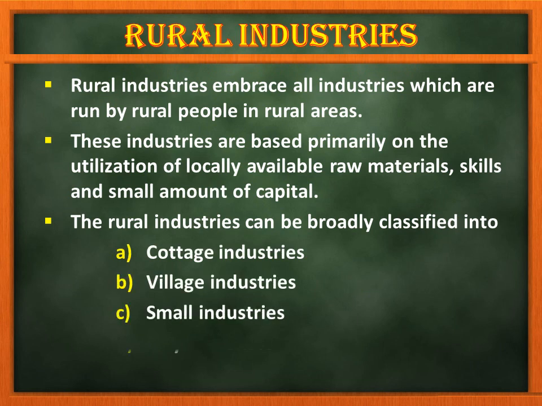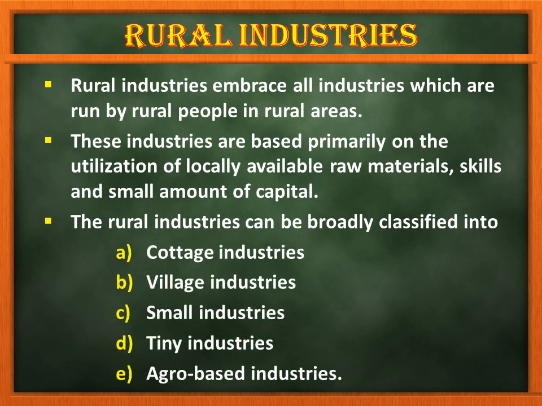Next is rural industries. Rural industries embrace all industries which are run by rural people in rural areas. What is a rural industry? An industry which is run in the rural areas by the rural people is called a rural industry. These industries are based primarily on the utilization of locally available raw material, skills and a small amount of capital. So what all you need to run rural industries: locally available raw material, skill and a small amount of capital, that is money.